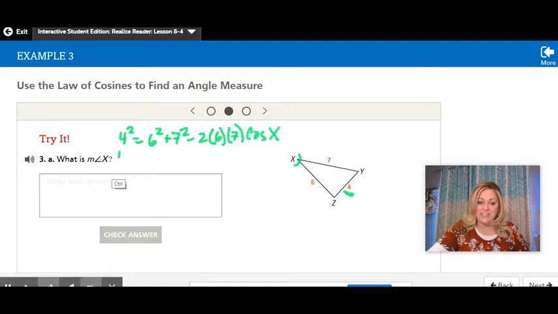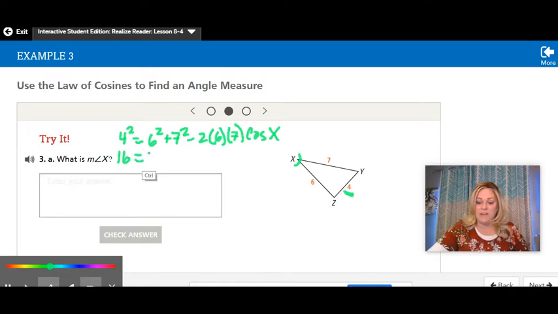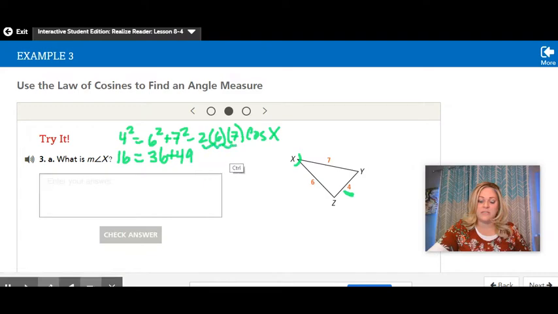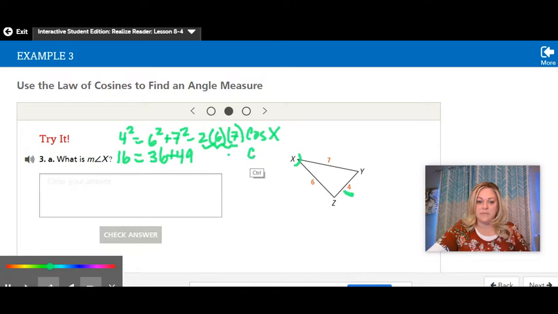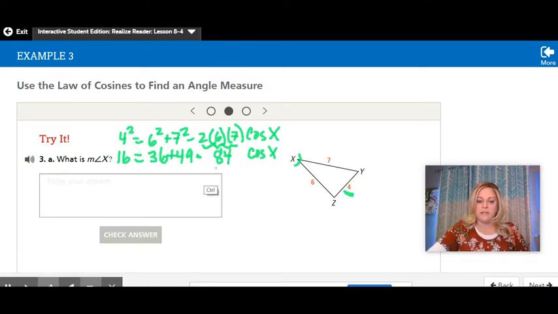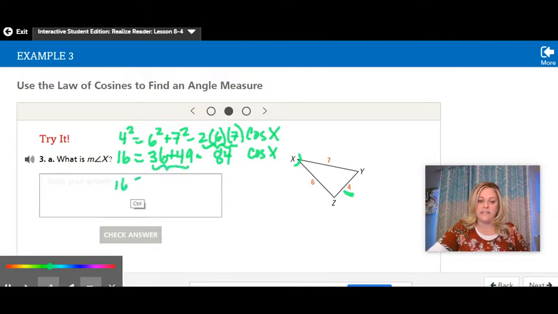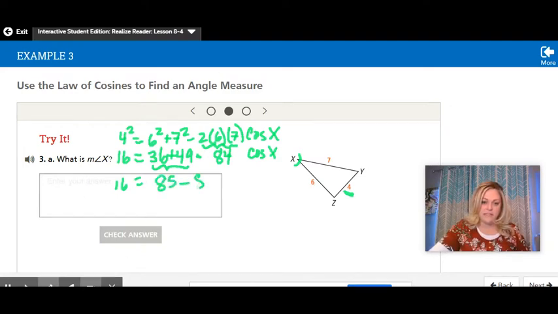Once again, do everything you can without even using a calculator. Combine like terms. Combine these times cosine x, subtract, and you should get 84. Now you can combine like terms. And so you have 16 equals 85 minus 84 cosine x. And again, these are multiplied together.